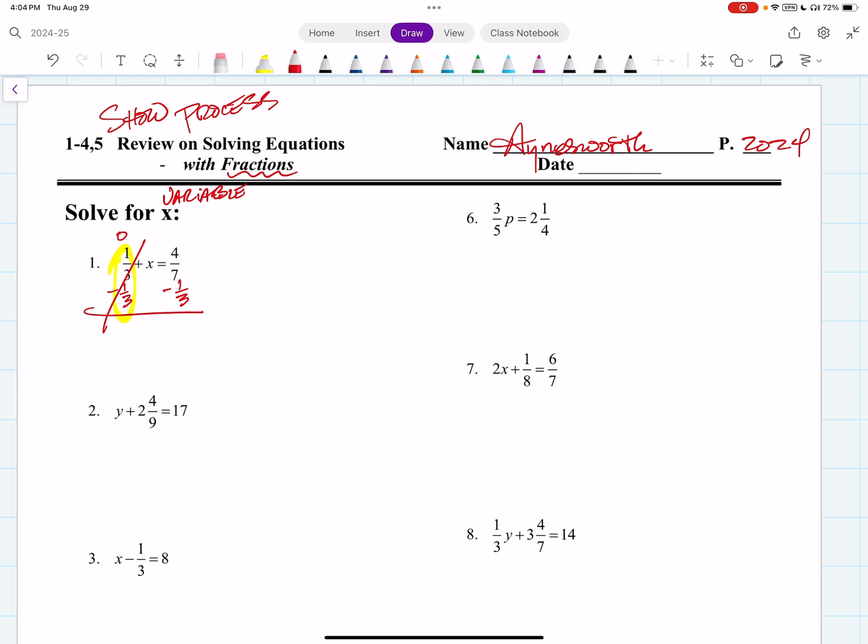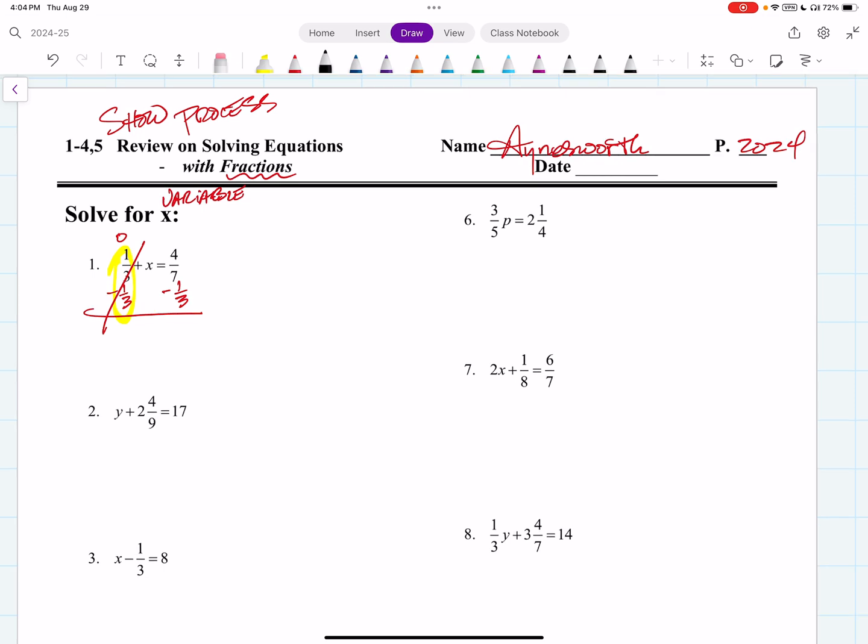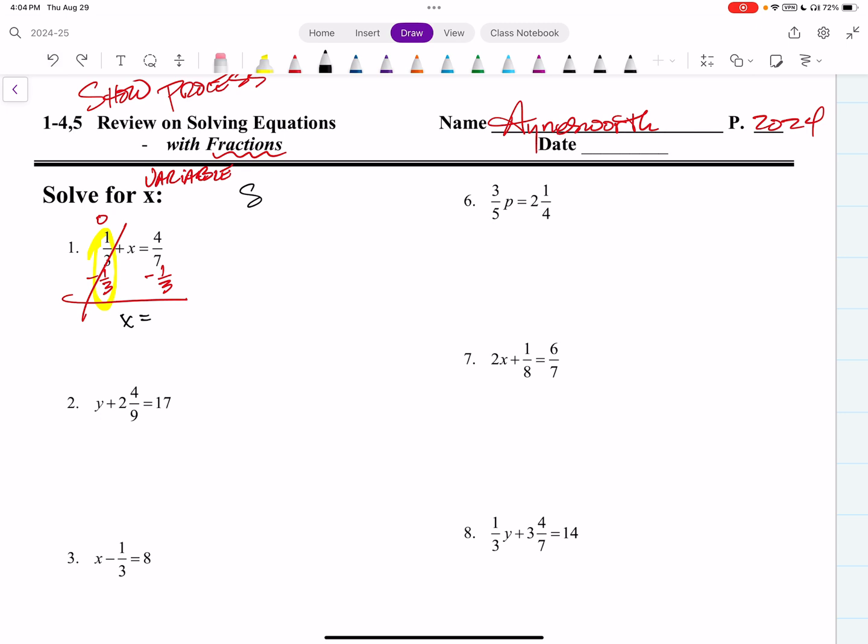Like you guys usually do this right here. Just cancel them out. They add to 0. 1/3, take away 1/3 is 0. And what do you get? You get x is equal to whatever 4/7 minus 1/3 is. So I go over here and we do our side work. This is what we do on the whiteboards in class, and this is what we do on our practice. So let's write side work here.